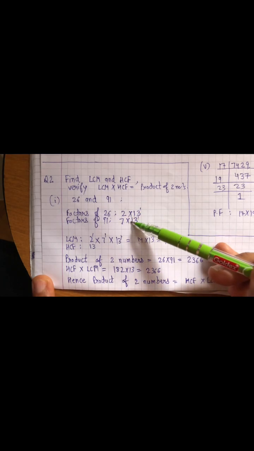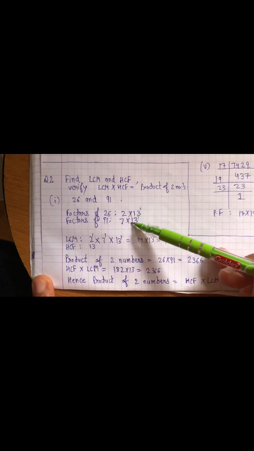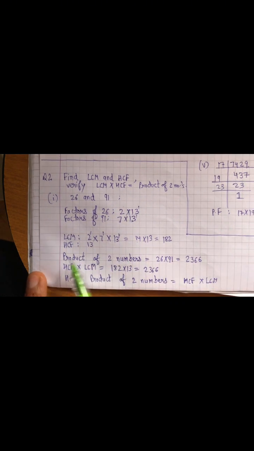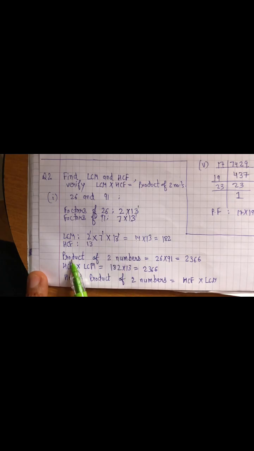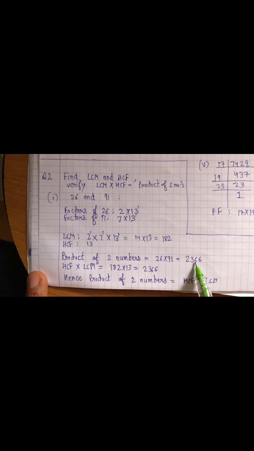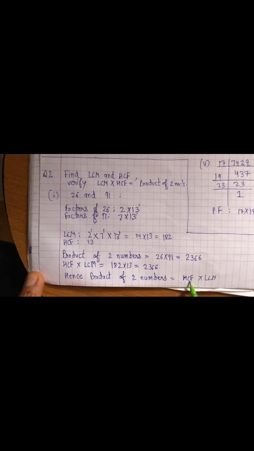Then HCF. HCF is the common factor of the two given numbers. Here there is only 13 that is common to both these numbers. So HCF is 13. Now second part of this question, product of the two numbers. After multiplying these two numbers, you will get 2366. And after multiplying LCM and HCF, you will get 2366. So it's proof that product of the two numbers is equals to LCM into HCF. This is our first part of the second question.